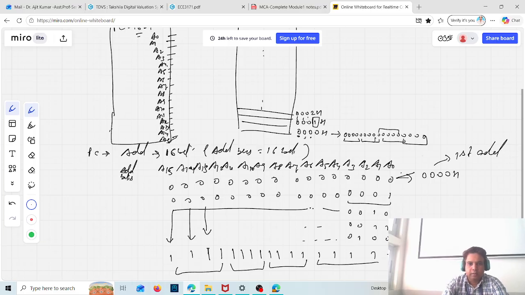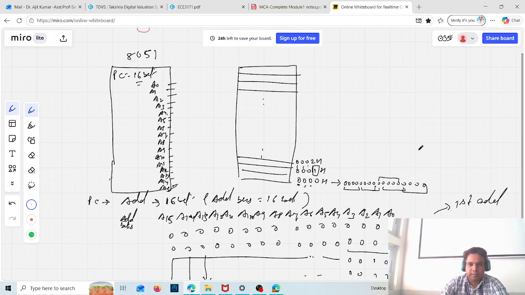Let us say that our lowest address starts from the bottom and goes to the highest address at the top. So this is the last address, the address of the last location. Now, all these address lines will be connected to the memory to transfer the address.